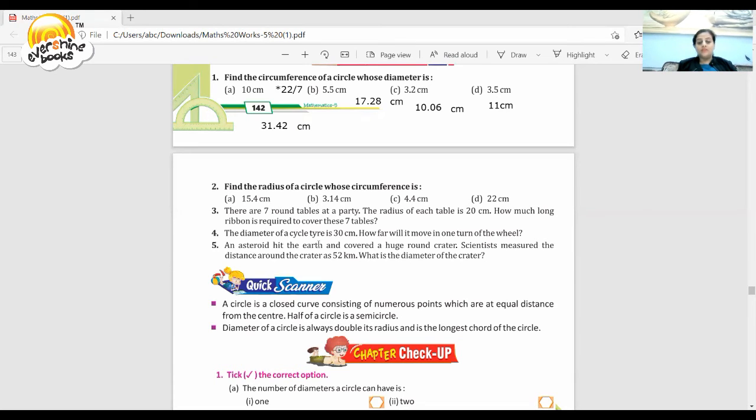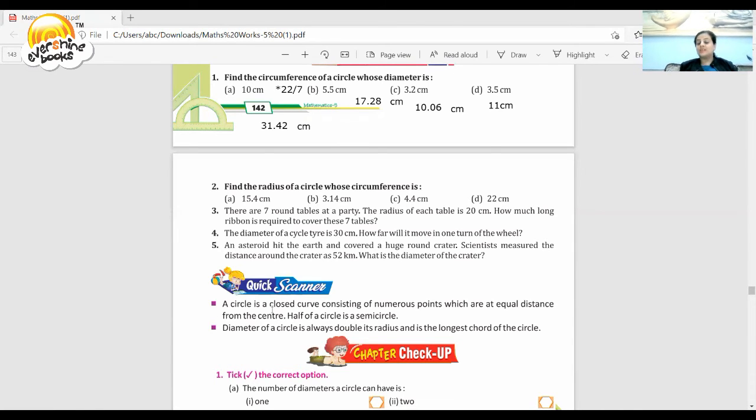Now the diameter of a circle tire is 30 centimeter. How far will it move in one turn of the wheel? Okay, now an asteroid hit the earth and created a huge round crater. Scientists measured the distance around the crater as 52 kilometer. What is the diameter of the crater? You know the distance, that is the circumference only. So you have to take out the diameter.